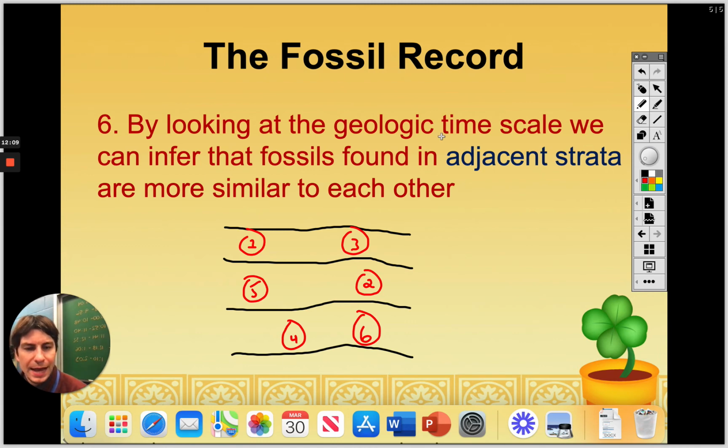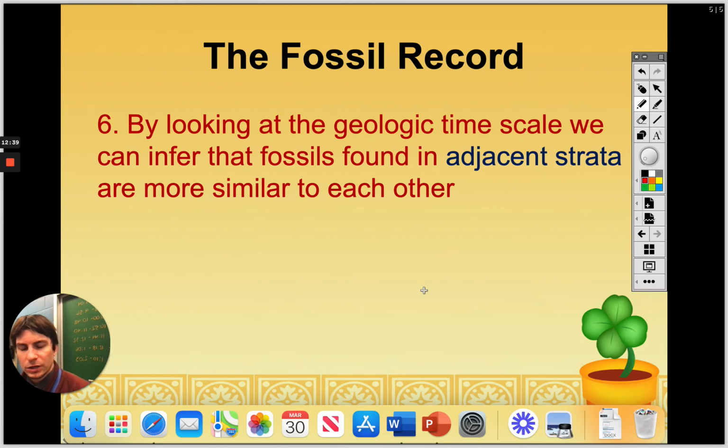If we look at adjacent strata here, this tells us that 1 and 3 are going to be more similar than 2 and 5, okay? So if we were comparing 1 to 5, it's going to be a little bit less similar compared to 1 to 3. So when they're in adjacent strata or the same strata, they are going to be very similar.